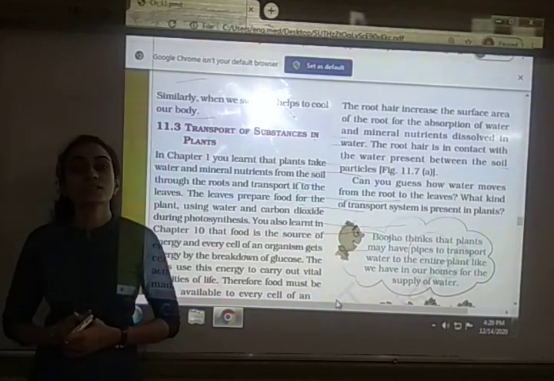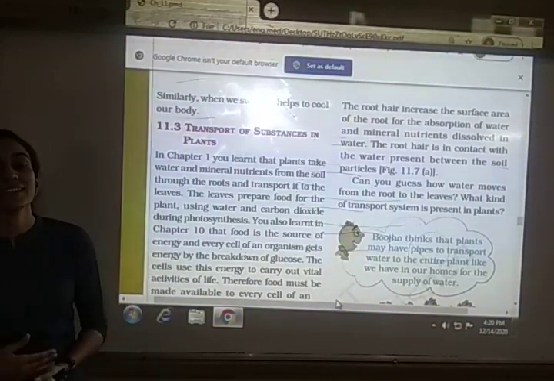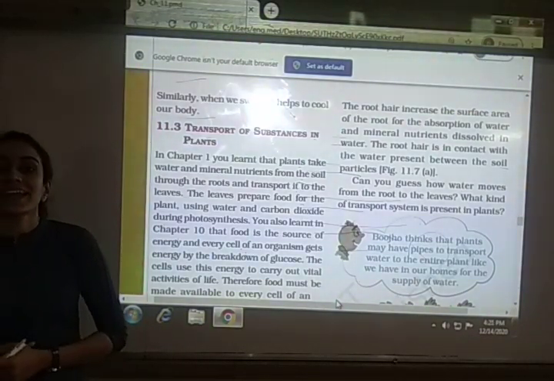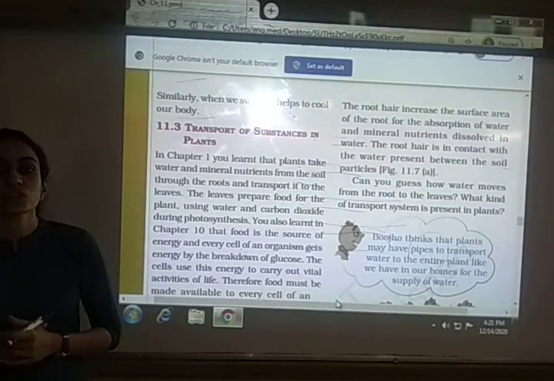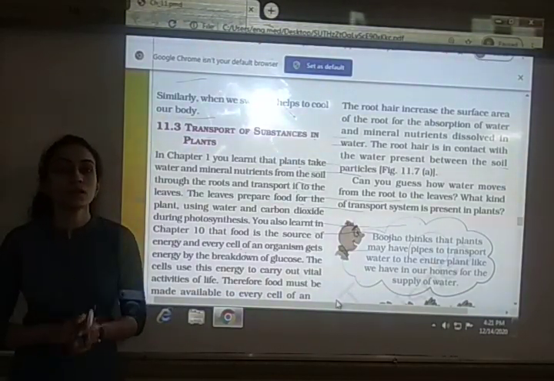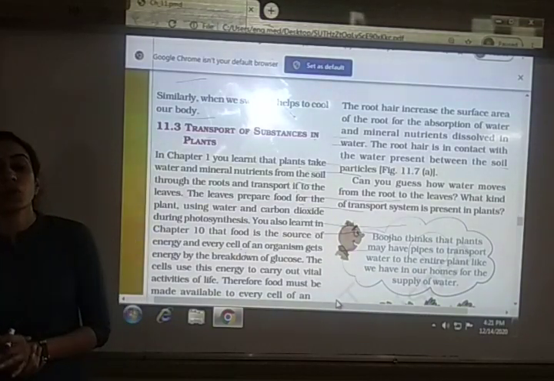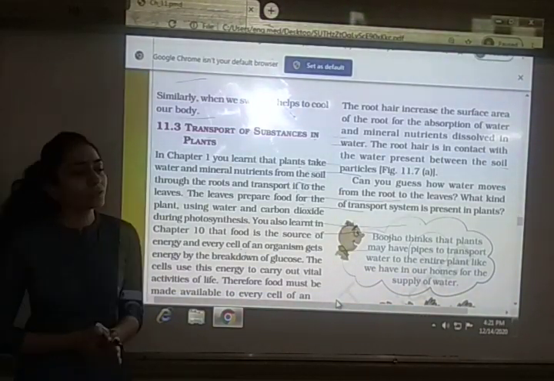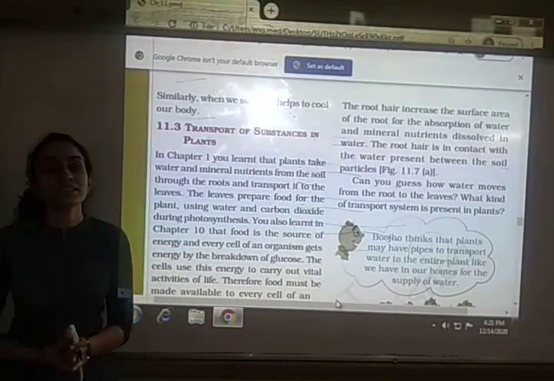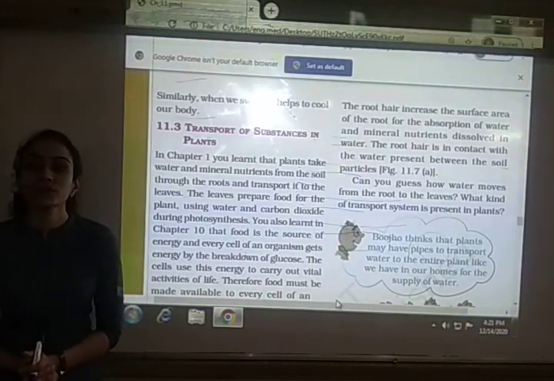Then after, the digested food goes from the small intestine to the rest of the body parts. Then waste material is produced in the process of digestion. So we are transporting all these substances from one body part to the rest of the body parts. Then after that, in the blood, we have seen what the different components of the blood are.